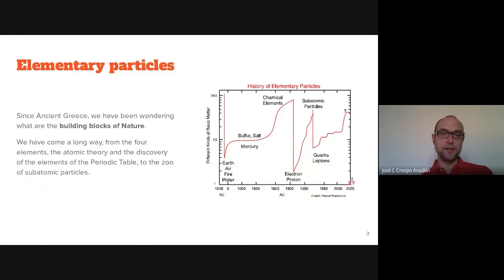So now let's talk about elementary particles. This is also something very related to the Mediterranean, because since ancient Greece, we have been wondering what are the building blocks of nature, like the Lego pieces that make up nature. And you can see here on this graph how this knowledge has evolved during the years. We started with the 4 basic elements: earth, air, fire, and water, back in ancient Greece, and then we started discovering elements until we found all the chemical elements that make up the periodic table. And then we simplified the picture by finding the electron and the proton, but then we started finding more and more subatomic particles, and now we have a lot of them.